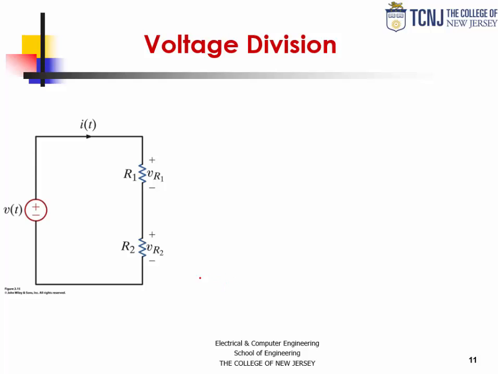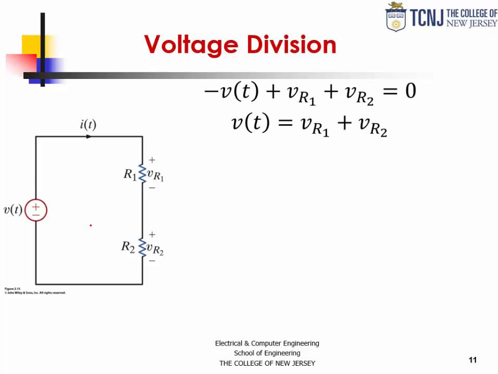And here's an example. We have a voltage across two resistors, and we'll see how we use Kirchhoff's Voltage Law and Current Law and Ohm's Law to derive the equation for voltage division or a voltage divider. This circuit is called a voltage divider.